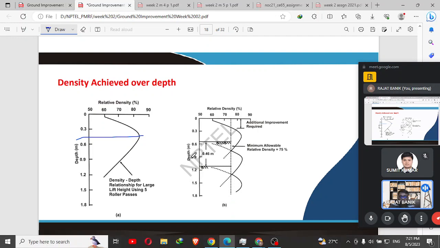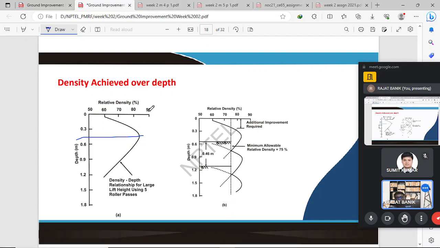So for one layer, one thickness or one lift, we cannot achieve our goals. If we target a relative compaction of 80%, then only a layer of 0.3 to 0.6 meter achieves our goal, not 0 to 0.3 meter, and not 0.6 to a further 1.2 meter.